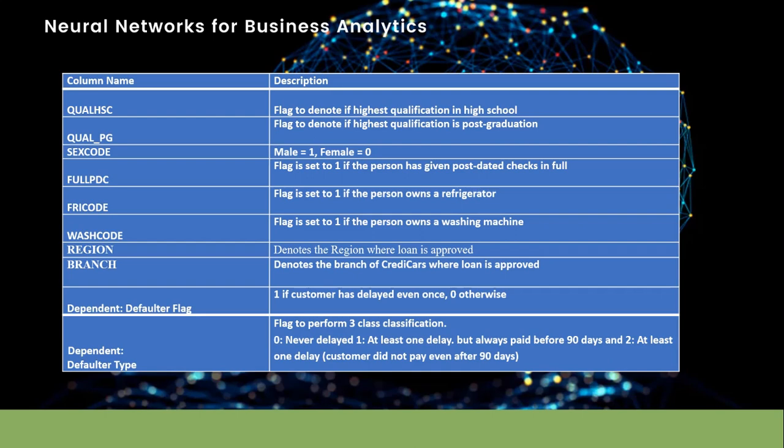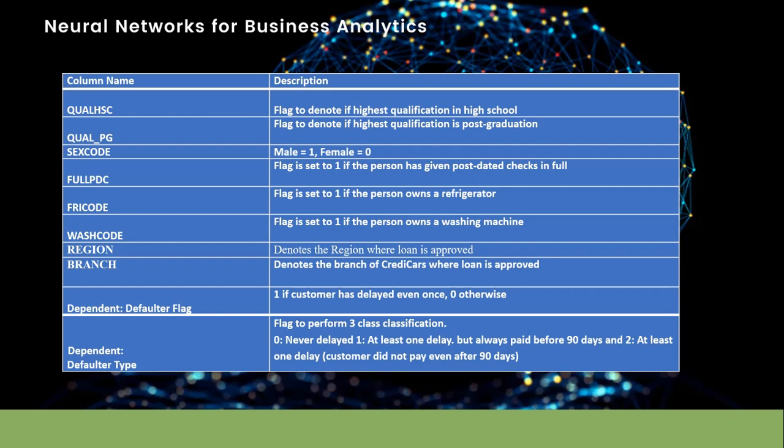Then we have a region variable that denotes the region where the loan is approved, and the branch variable which denotes the branch of credit cards where the loan is approved. Finally, we have the two dependent variables, the defaulter flag that takes the value of 1 if the customer has delayed even once or 0 otherwise.